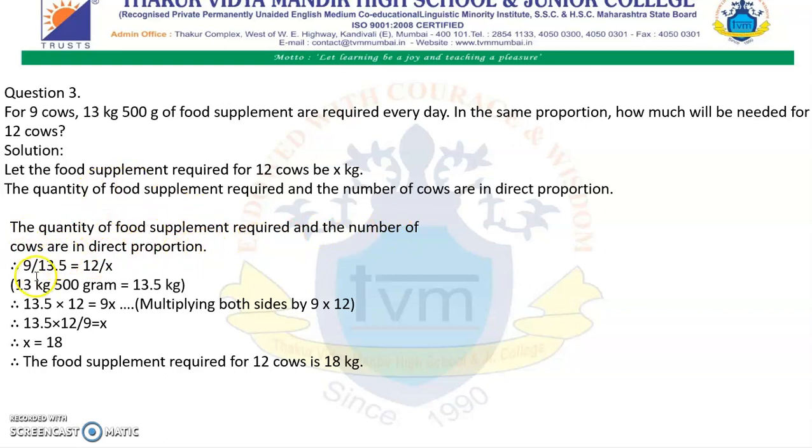Whenever it is in direct proportion, we find the ratio of two quantities. 9 is what? Cows upon 13.5. How 13.5 comes? Convert 13 kg 500 gram into kg. When you convert, we get 13.5 kg. So 9 upon 13.5 equal to 12 upon x. Multiply both sides by 9 into 12. We get x equal to 13.5 into 12 upon 9. X equal to 18. The food supplement required for 12 cows is 18 kg.